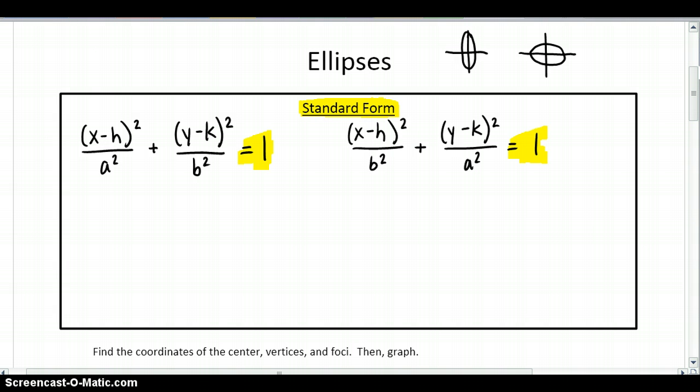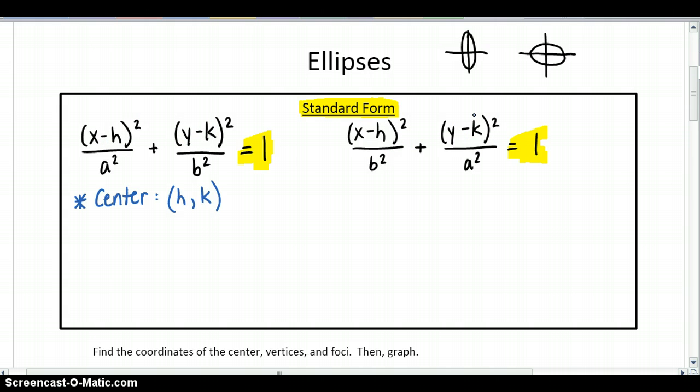Some key information from here. The first key information should be familiar. It's the center of an ellipse, and we find it the exact same way we found the center of a circle. It is (h, k). So whatever those numbers are inside there, the opposites, so (h, k).